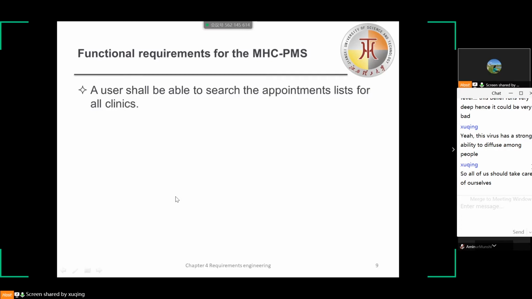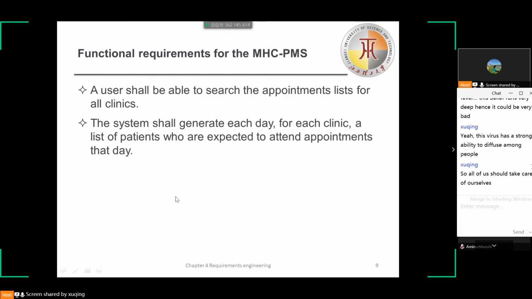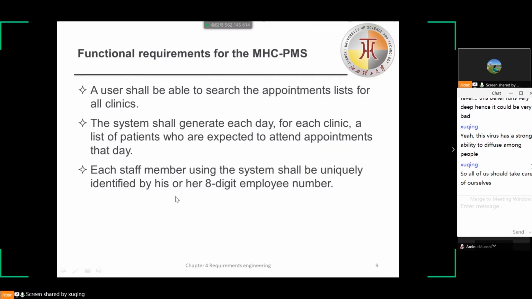Here, a user shall be able to search the appointment lists for all clinics. Here is an example of functional requirements for the system we have seen before. And we see that the system should generate each day for each clinic a list of patients who are expected to attend appointments that day. Each staff member using the system shall be uniquely identified by his or her 8-digit employee number. We see these 3 functional requirements for the system.